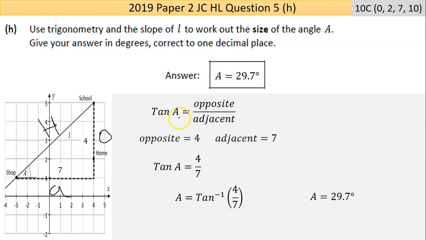Remember, every angle has a relationship with the sides. And the 3 relationships that are most commonly used are sine, cos, tan. So the relationship for sine is opposite relating to the hypotenuse. For cos, it's the adjacent relating to the hypotenuse. For tan, it's the opposite relating to the adjacent. So I know what the opposite is. I know what the adjacent is. It came from the diagram and from finding the slope.